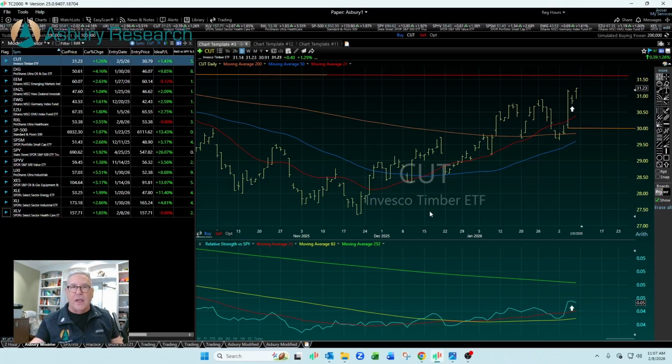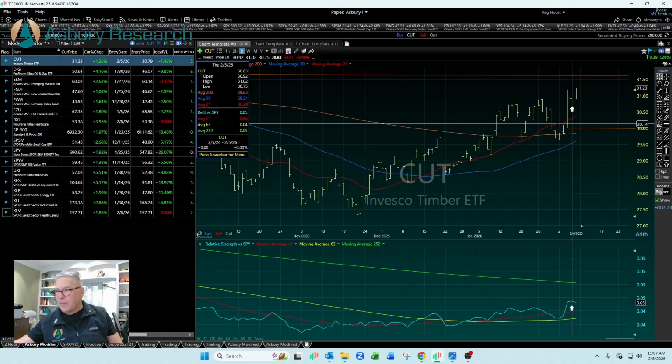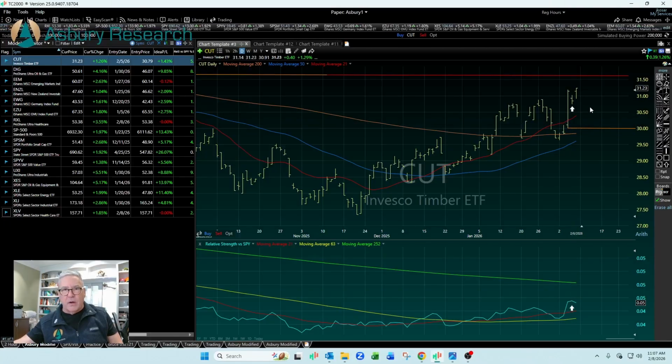It's basically a lumber and building materials ETF. So you can see we put the idea on right here, which is February the 5th. That's what the white arrows are. Up here is the raw chart, or the actual chart itself. Down here is its relative performance versus SPY. Everything that we do is measured versus SPY.